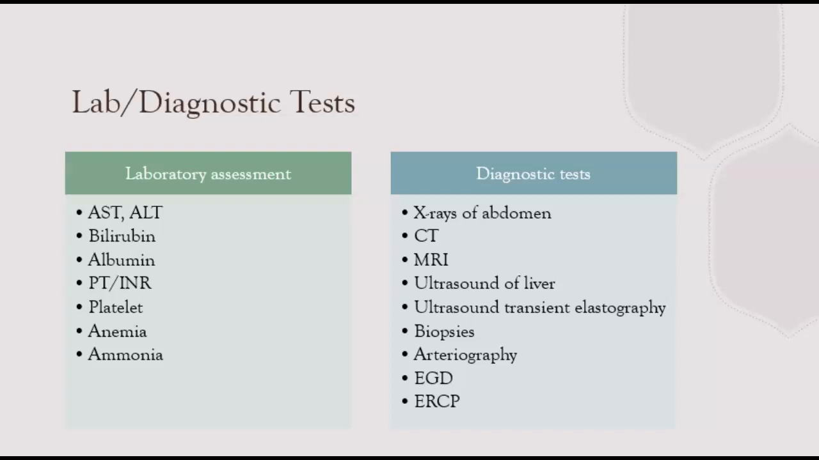Biopsies can be taken, but the patient is at risk for bleeding if they have cirrhosis, so you have to be careful when you're taking biopsies. Arteriography can detect portal vein thrombosis, an EGD to visualize esophageal varices, and an ERCP to visualize the biliary tract to see if biliary obstruction is causing that cirrhosis.